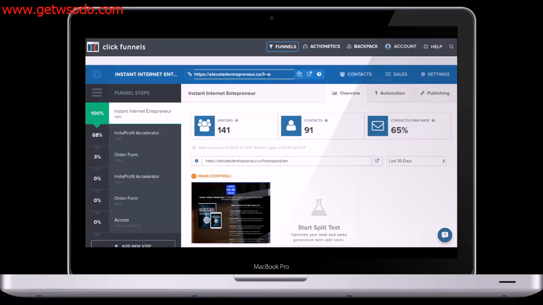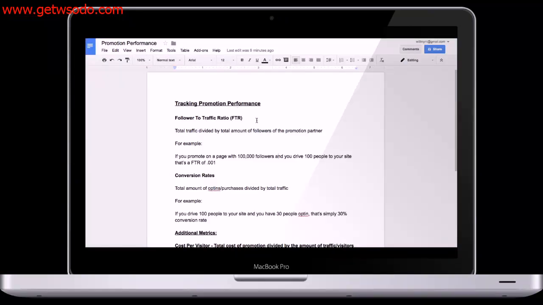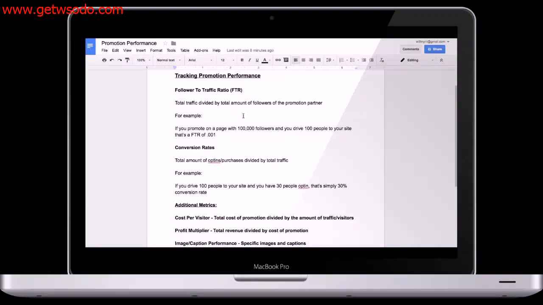So if you can use some type of software that allows you to use your regular link, like ClickFunnels or Lead Pages or your regular website tied in with Google Analytics, if you're able to use that, I strongly suggest that more than anything else. So that's the first thing, is tracking the traffic that you're generating from each promotion.